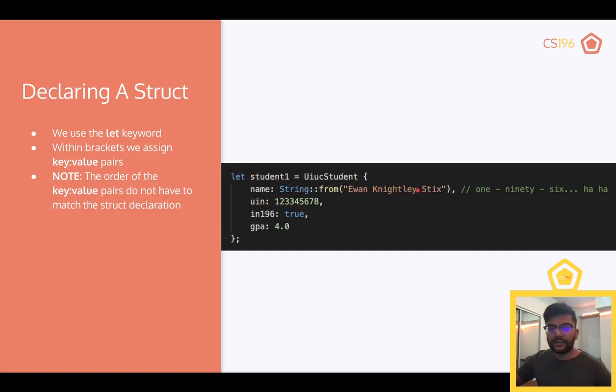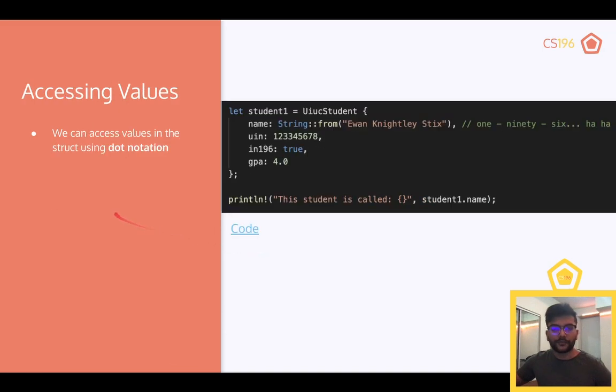So this is our student. Their name is Ewan Knightley Sticks, 196. I thought it was really funny. Their UIN is this, they're in 196, and the GPA is a 4.0. So how can we use this now? We have the struct storing all these values, which is really cool, but we can't do anything with it yet.